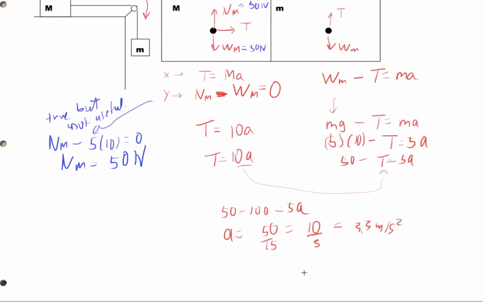When we go back and solve for the tension, the tension is going to be 10 times a, using this equation here. And so I get that the tension equals 10 times 3.3, which is going to give me about 33 newtons worth of force.